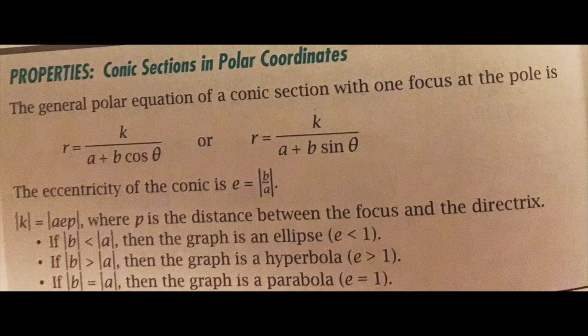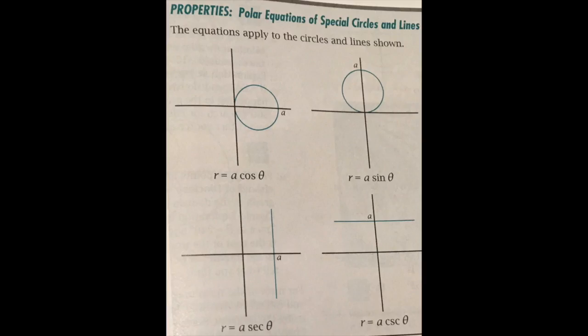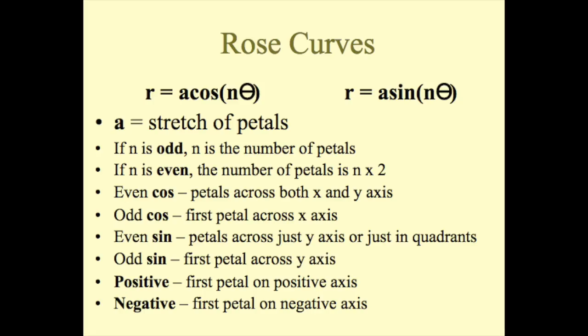Another form of equation, the conic sections, these will form limaçons as well. The limaçon has a loop, the conic is a hyperbola. If it has no loop, it's an ellipse, and if it's a cardioid, then it's a parabola. And of course, you can also make circles and lines using cosine, sine, secant, or cosecant. And there are the roses, the petals, equations that look like these. And that's really enough. It's more than enough.